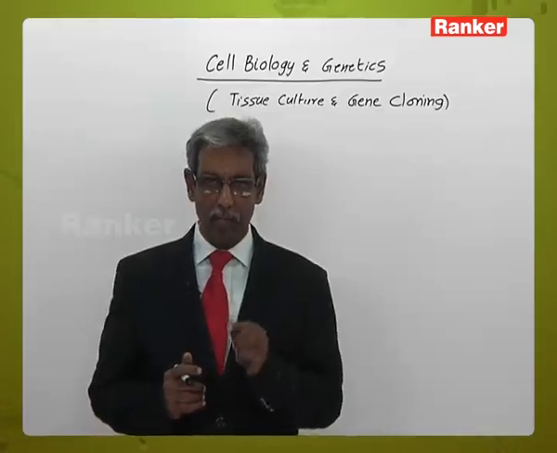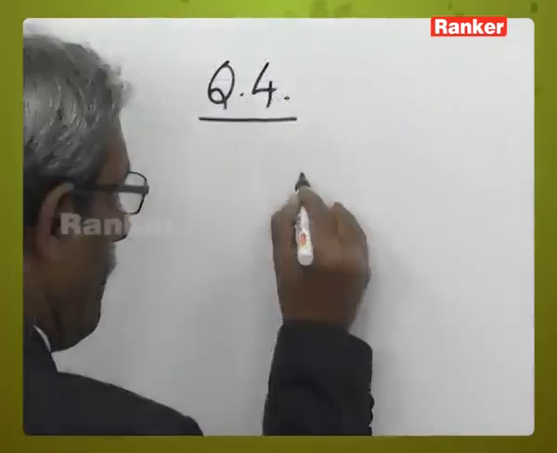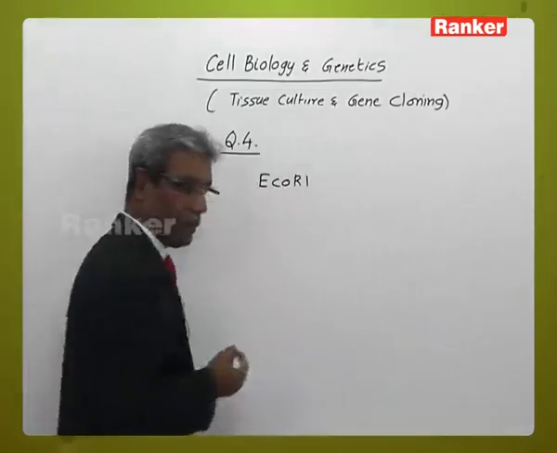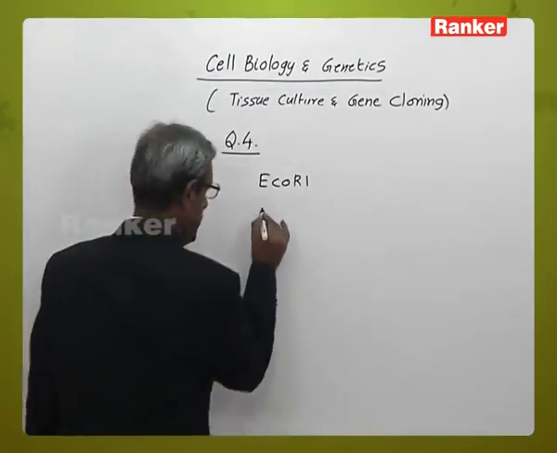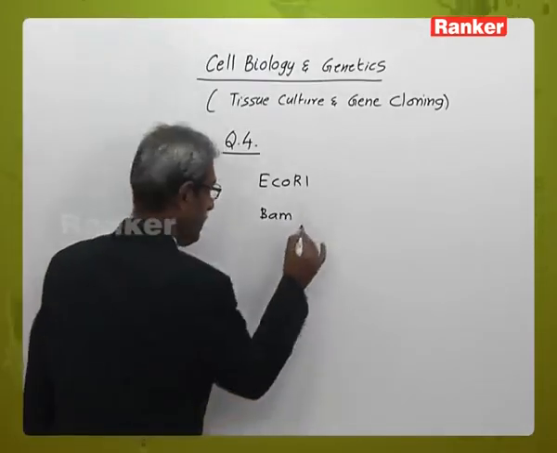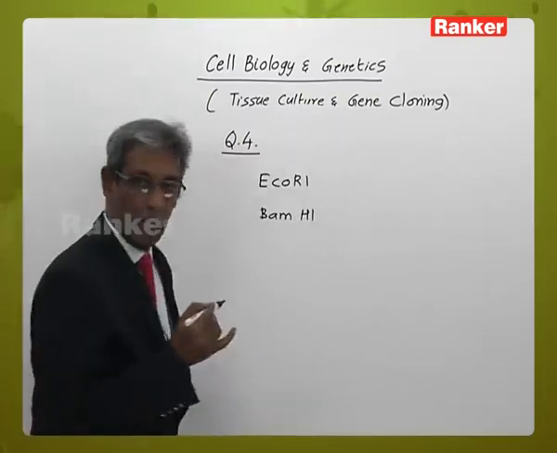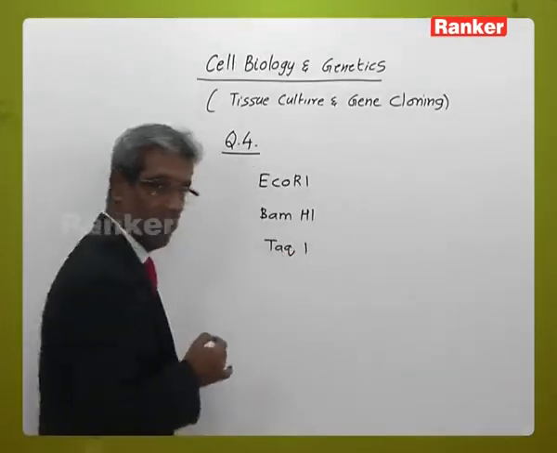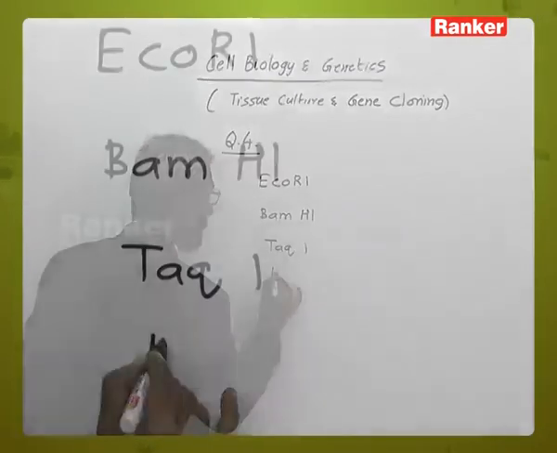Now, when you look at the choices, when we take Escherichia coli, ECOR1 is one of the things. Next, we have BAM-H1. Third one we have is TAQ1, and next we have HindIII.